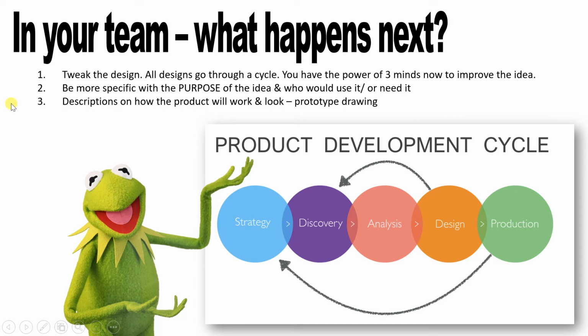So now you're in a team, what happens next? Well, all good product development goes through a cycle. You need to tweak the design. You need to have the power of all 3 minds in your team, whether it's the 3 of you or you are in a team of 20.